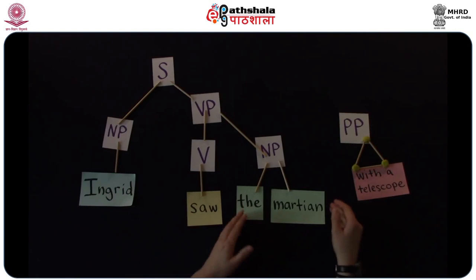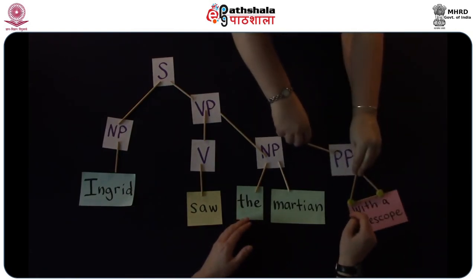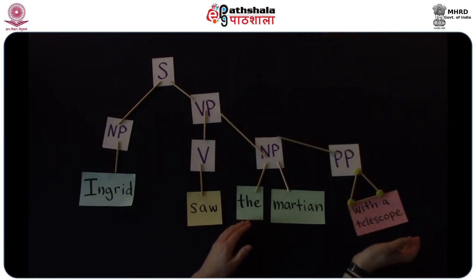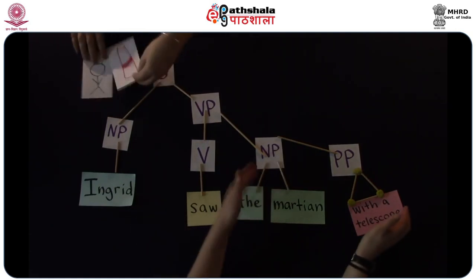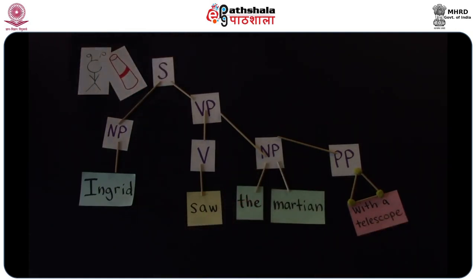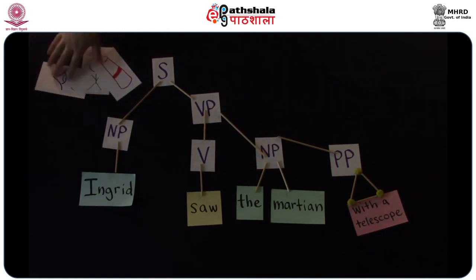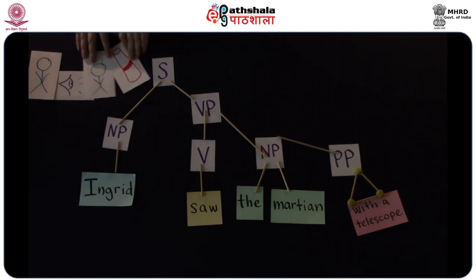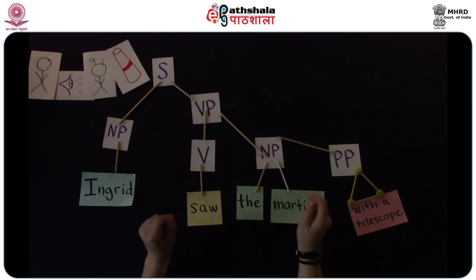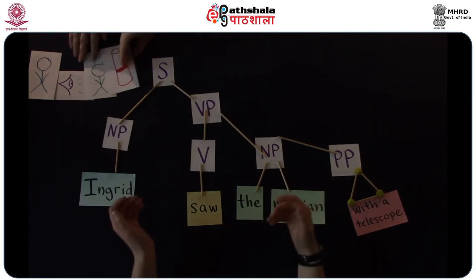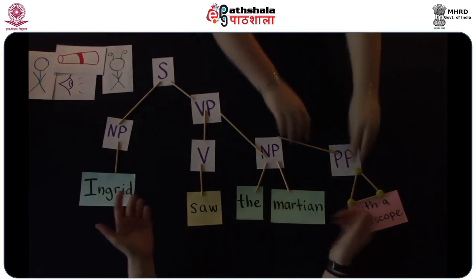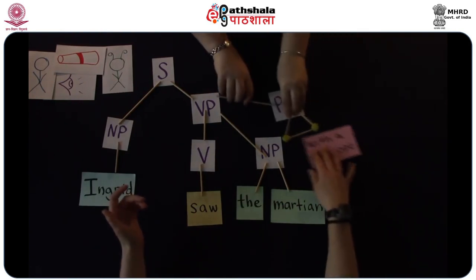Let's start with what happens if the Martian has the telescope. Since the whole thing, the Martian with a telescope, is what Ingrid saw, "with a telescope" has to be part of the Martian's noun phrase. Now what happens if the telescope part is associated with seeing? Who did Ingrid see? The Martian. How did Ingrid see? With a telescope. Now the prepositional phrase is up here.